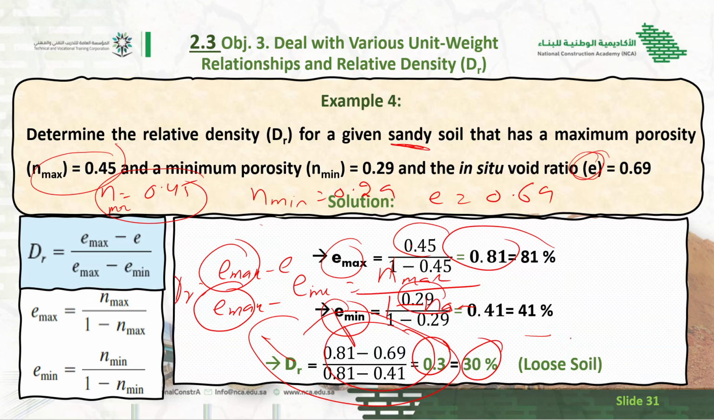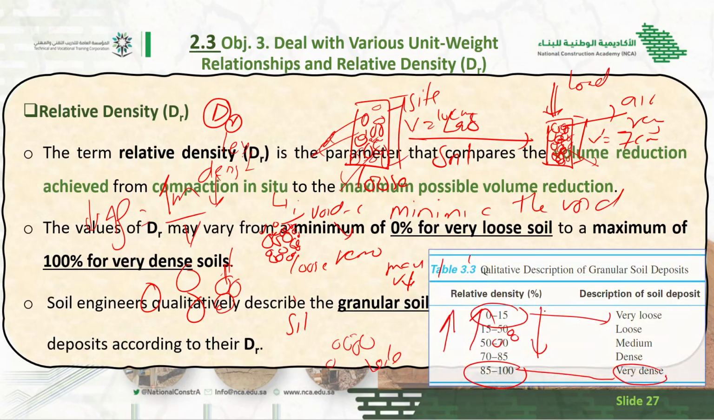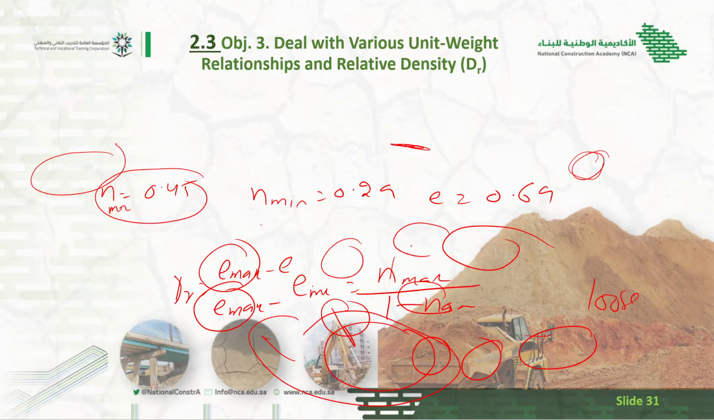So 30% means it is loose material, it is not compacted well. You can see in the previous table, between 15 to 30, it is loose material. So this is the end of the chapter, sorry, unit 2. Thank you guys.